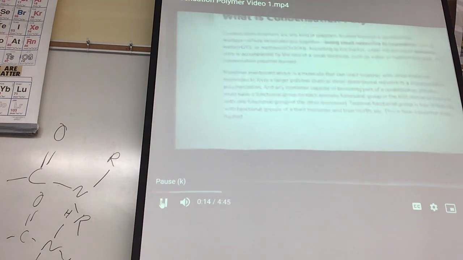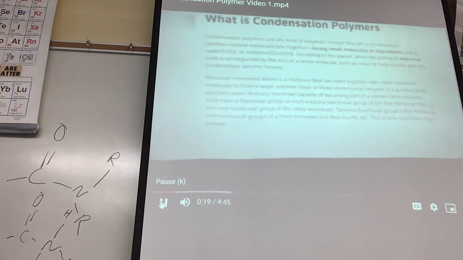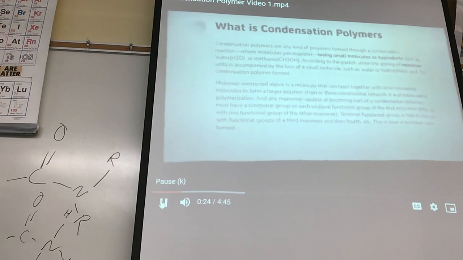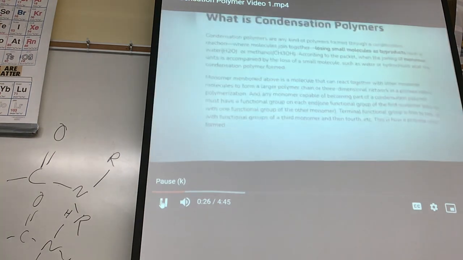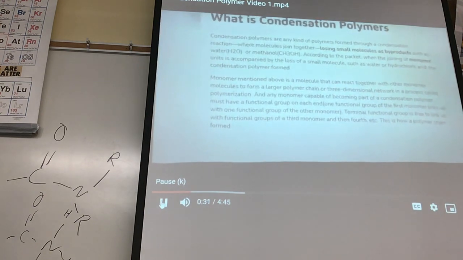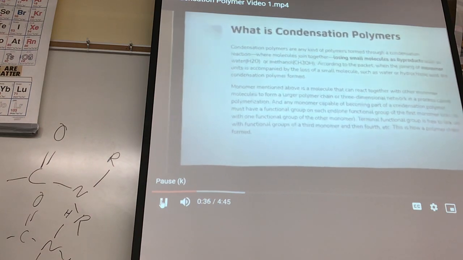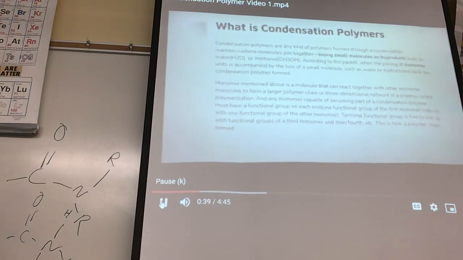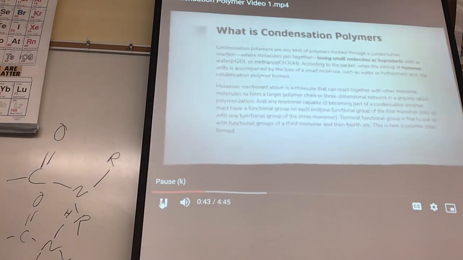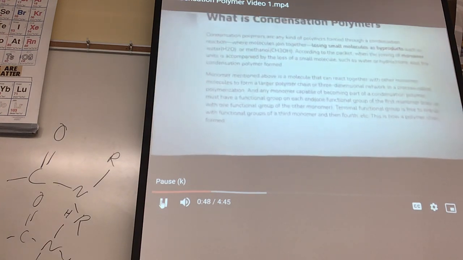So what is condensation polymers? Condensation polymers are any kind of polymers formed by a condensation reaction where molecules join together, losing small molecules as byproducts such as water or methanol. According to the packet, when the joining of monomer units is accompanied by the loss of a small molecule such as water or hydrochloric acid, the condensation polymer is formed. A monomer is a molecule that can react together with other monomer molecules to form a larger polymer chain or 3-dimensional network in a process called polymerization.